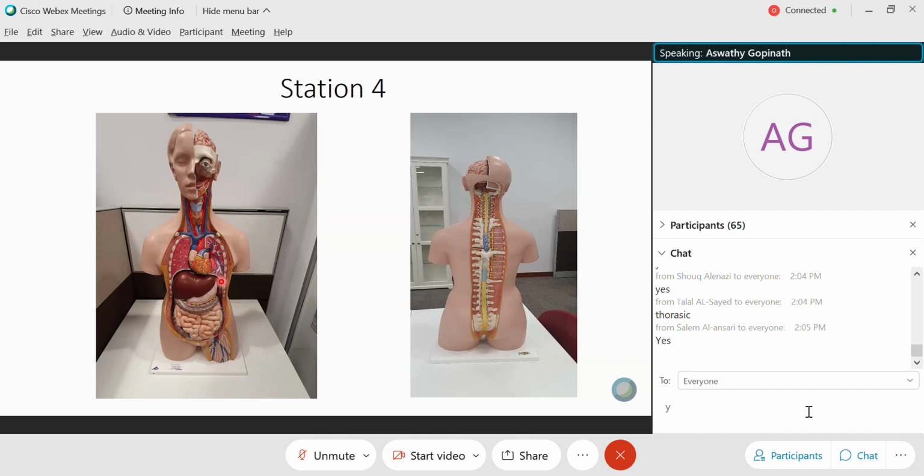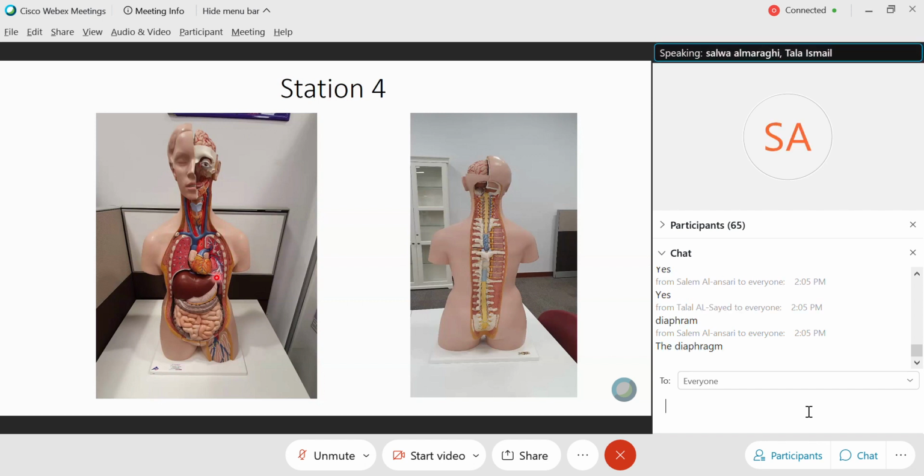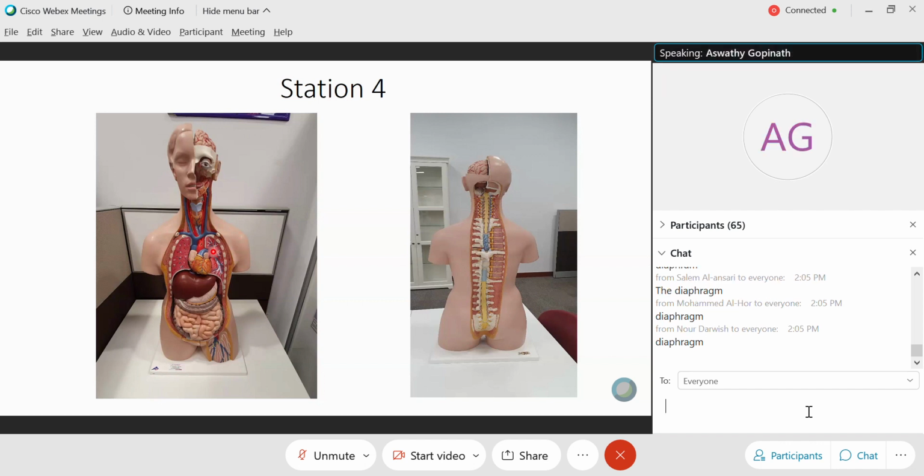Now, can you see a partition here, a dome-shaped partition? What is that? The diaphragm. Very good. So it's the diaphragm which is going to separate your thoracic cavity above from the abdominopelvic cavity below.